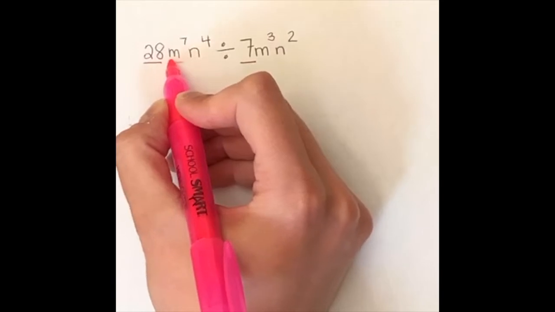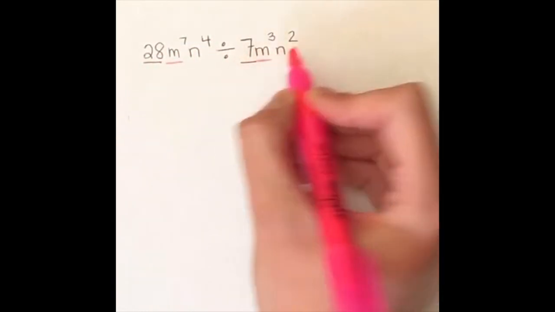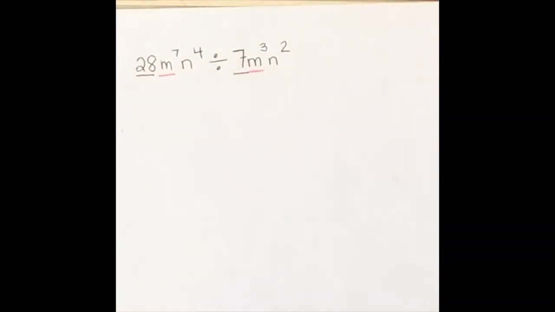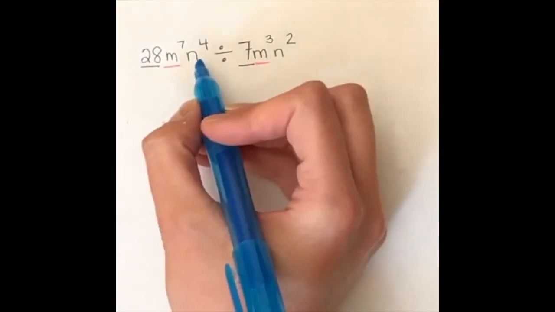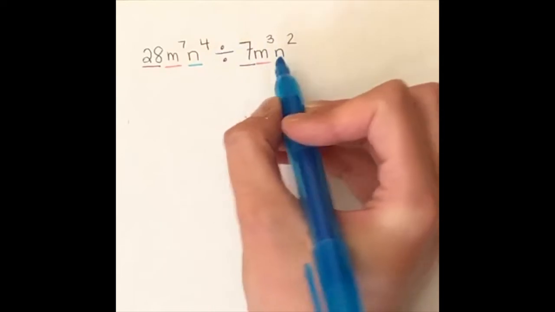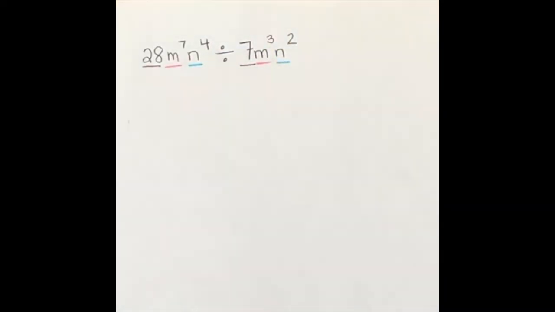So m to the 7th and m to the 3rd have the same base of m, so we can work with those. We can also work with the n's because n to the 4th and n squared have the same base. So even though they're written as one big term, we can work with each piece separately. So I'm going to go ahead and start with my whole number coefficients.